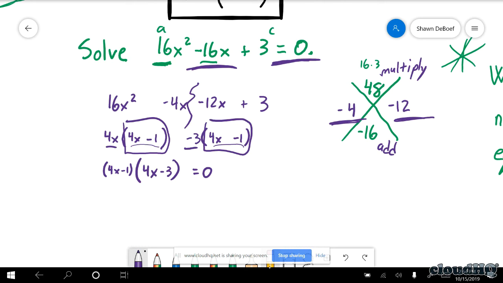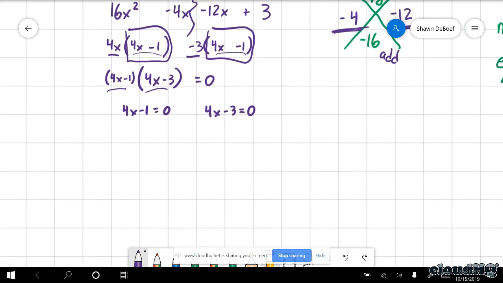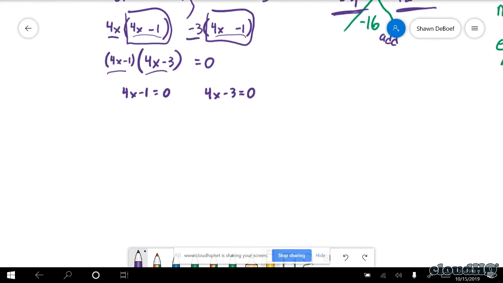So once you have it factored, we know this number times this number equals 0. The only way that you can get 0 for a product is if one of the numbers is 0. So this is only true if 4x minus 1 is equal to 0, or if 4x minus 3 is equal to 0. This is what we do with factoring when we solve. We take each factor and set each factor individually equal to 0 and solve both of those problems.